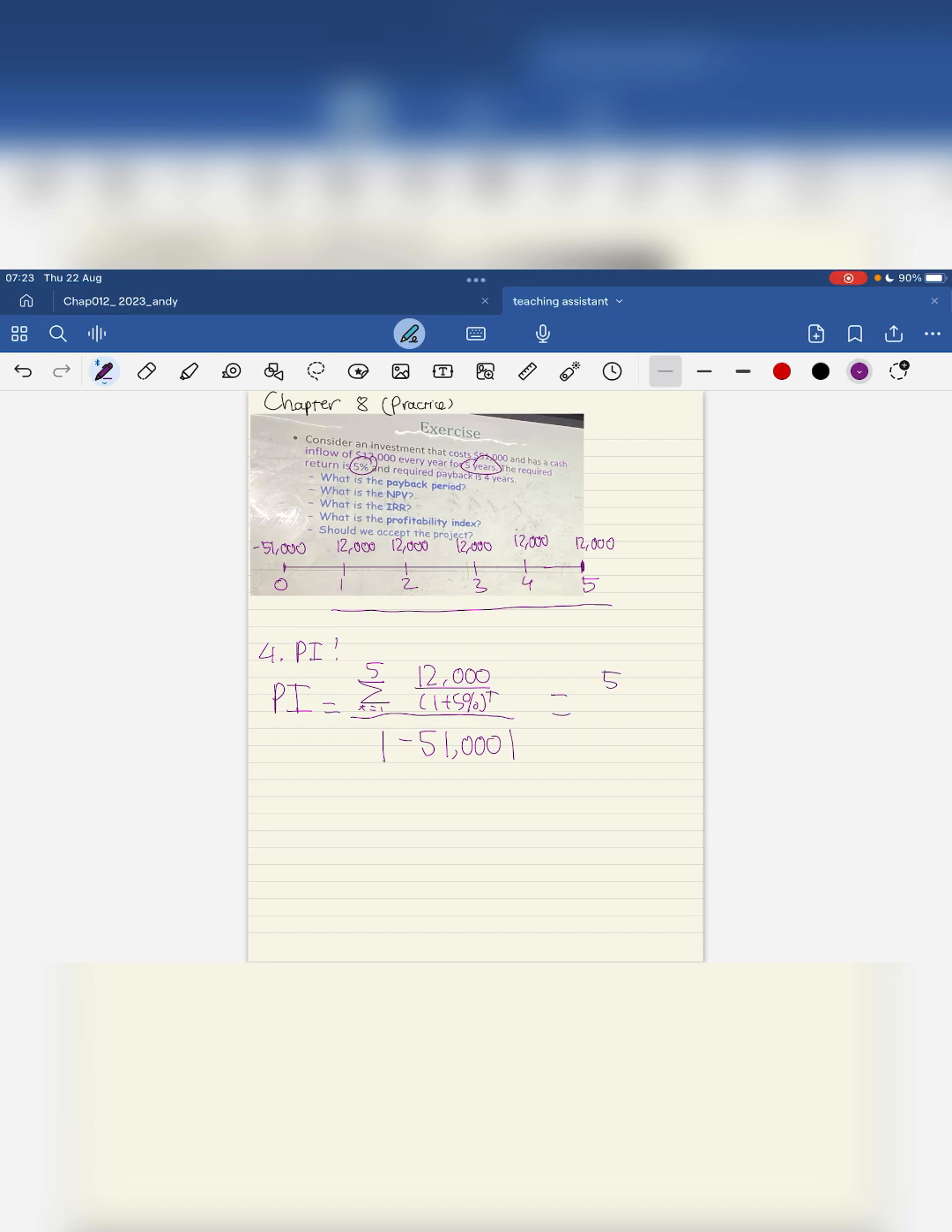This one is equal to 51,954 divided by 51,000. Finally, I calculated and get the answer of 1.02.